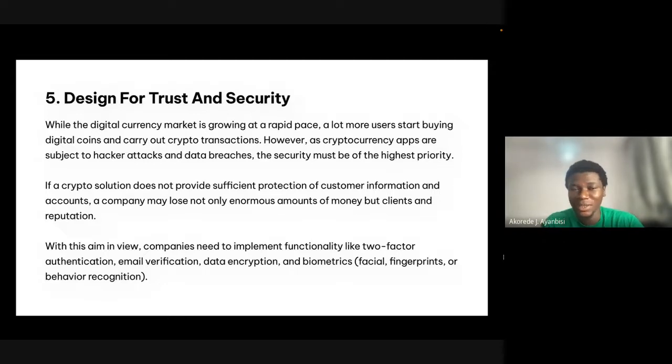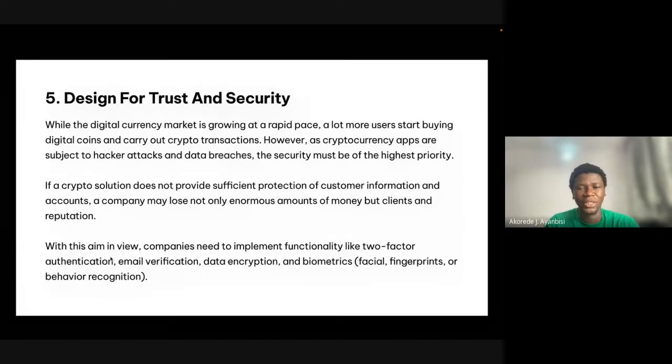So while the digital currency market is growing at a rapid pace, a lot more users start buying digital coins and carry out crypto transactions. However, as cryptocurrency apps are subject to hacker attacks and data breaches, the security must be the highest priority. So I know some of you will be thinking that all the trust and security should come from the dev angle. That is, they are the ones to tackle this. But when it comes to design, there are ways we can also use design. We can introduce some things into our design to improve the trust and security, right?